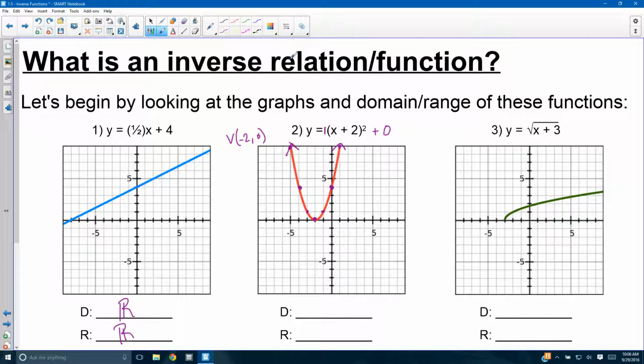So for this particular case, the domain, it does go on forever because you can keep plugging in values for x. You'll get a value out for y. No issues with these x's right here. You can choose any real number. You will get all real numbers for x in this case.